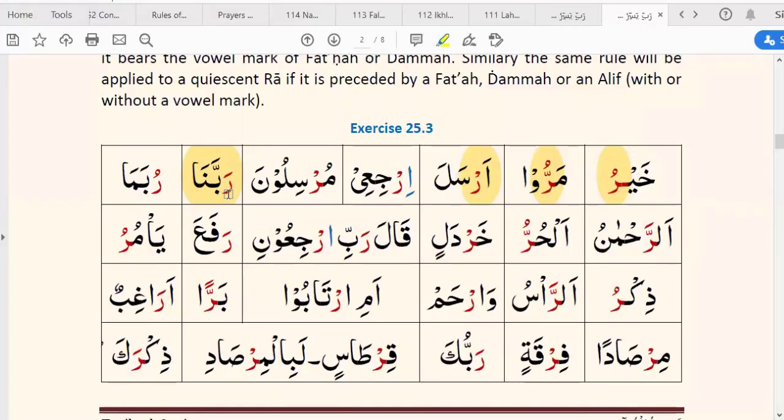Rabbana. Try it one more time. Rabbana. All right, let's do the next one.